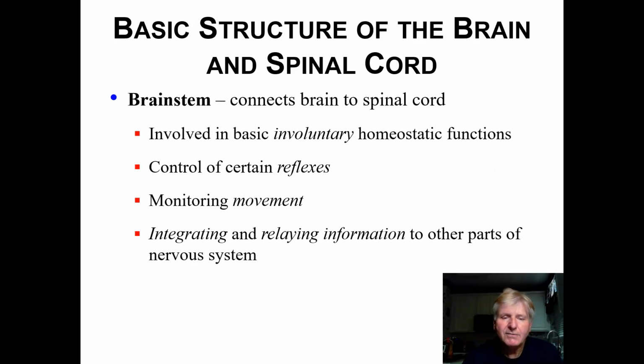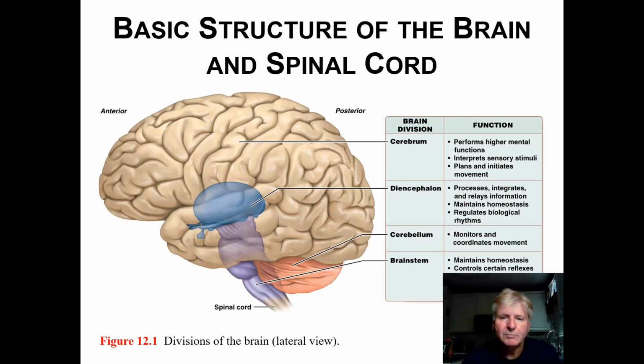And then the last division of the brain, we mentioned the cerebrum, we mentioned the cerebellum, and we mentioned the diencephalon. Now let's concentrate on the brainstem. The brainstem is what connects the brain to the lower spinal cord. It's involved in involuntary homeostatic functions, reflexes, movement, monitoring, as well as integrating and relaying information to other parts of the central nervous system.